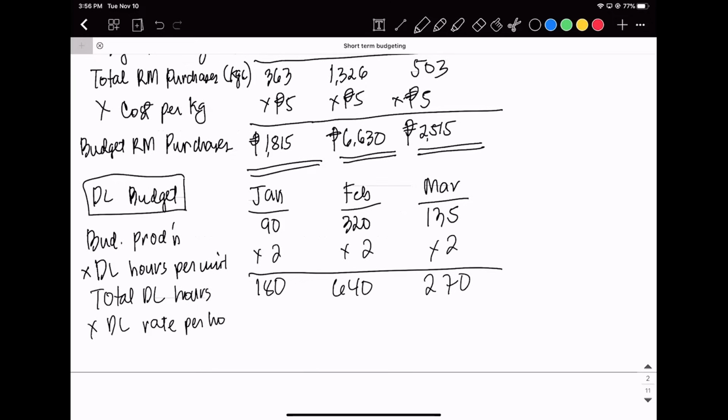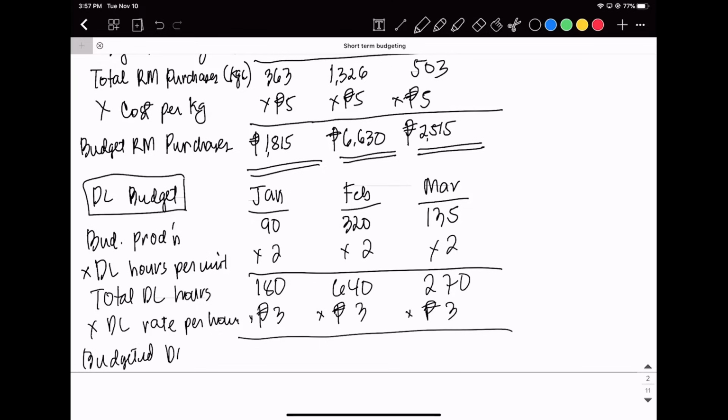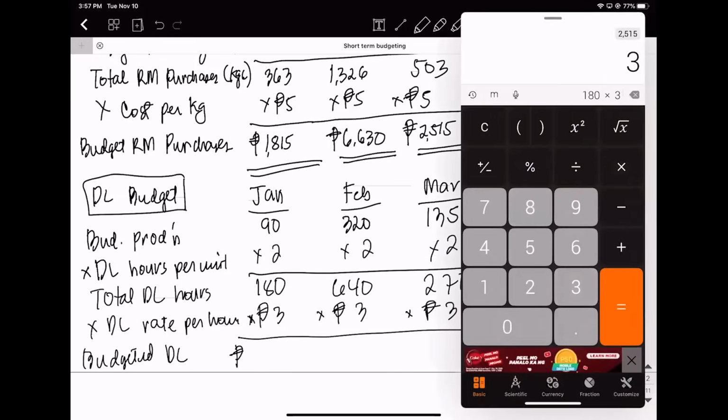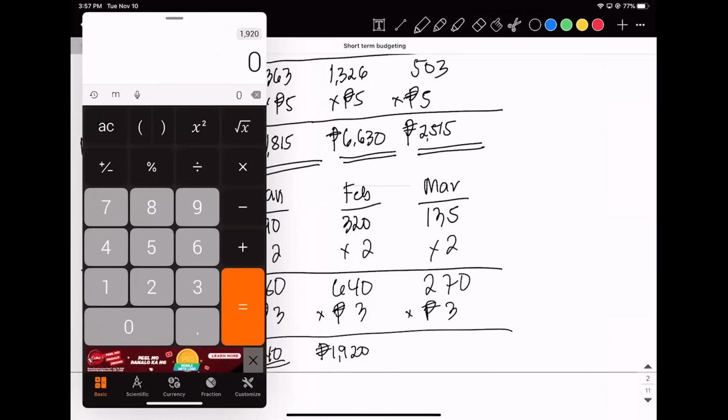Ano yung direct labor rate per hour? Rate per hour. Ayan. So, sabi doon 3, di ba? 3 pesos. So, 3 pesos. 3 pesos. So, multiply lang natin. So, ito na ang budgeted direct labor cost or direct labor. So, multiply. So, 180 times 3, 540. 640 times 3, 1920. And 270 times 3. So we have 810.